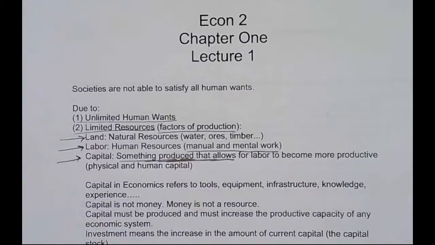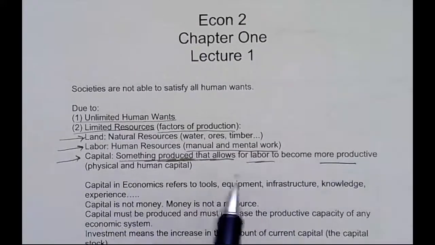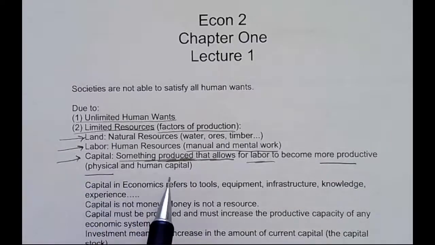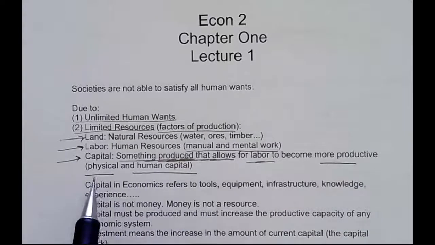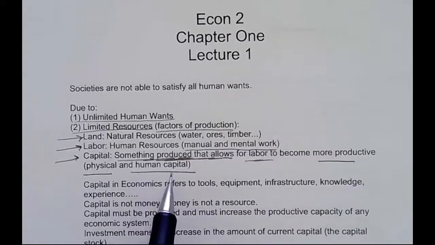Capital is produced using land, labor. Maybe thousands of years ago we got the first basic tools, and then since then we use probably other kind of capital combined with land, labor to produce more capital. And the thing about capital is that it allows labor to become more productive. Capital comes in two forms, physical and human capital. Physical capital would be tools, equipment, factories, trucks, oil rigs. And human capital would be the knowledge, the education, the experience that the workforce has. Both make workers more productive.